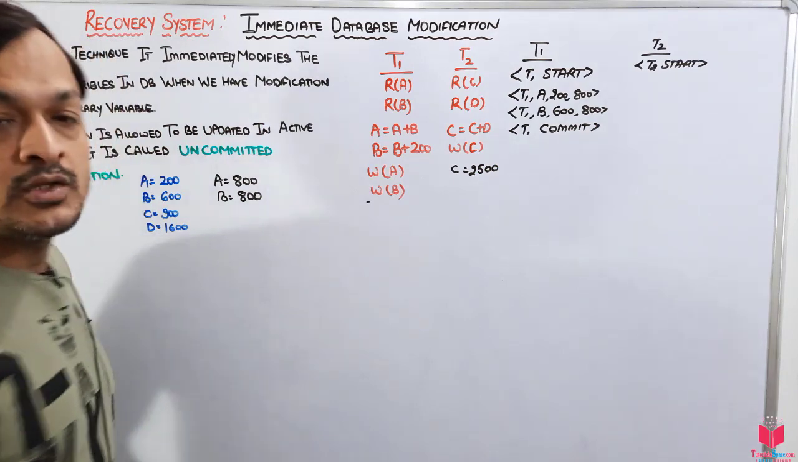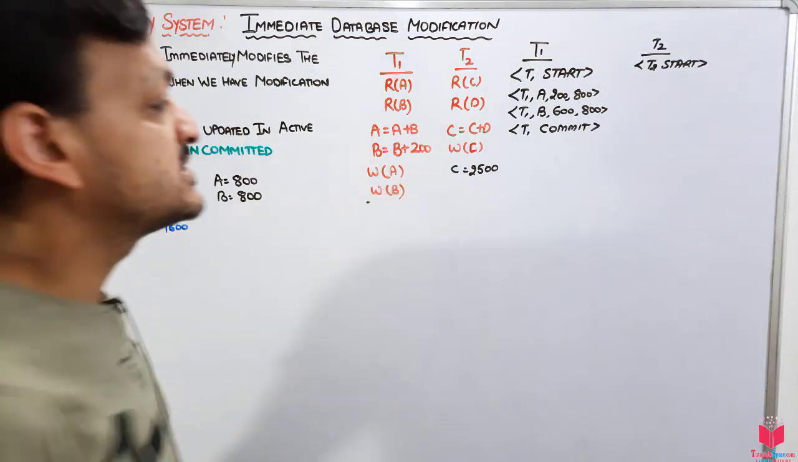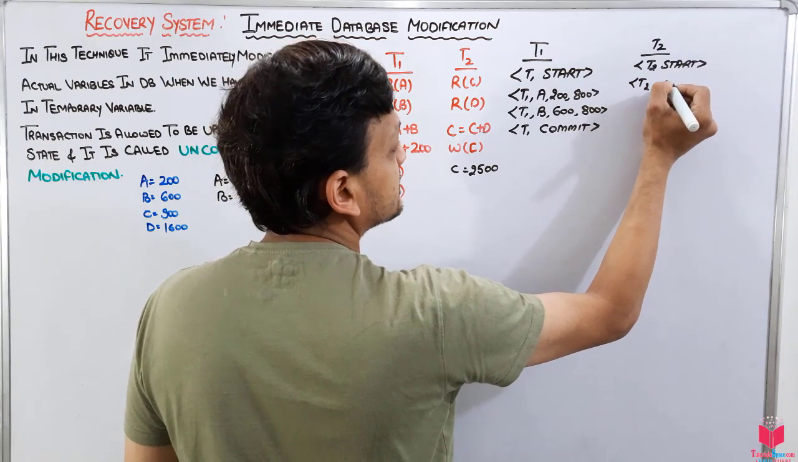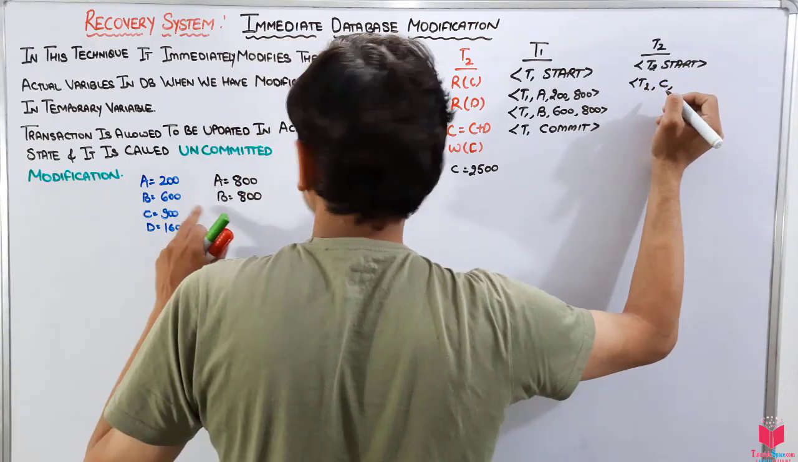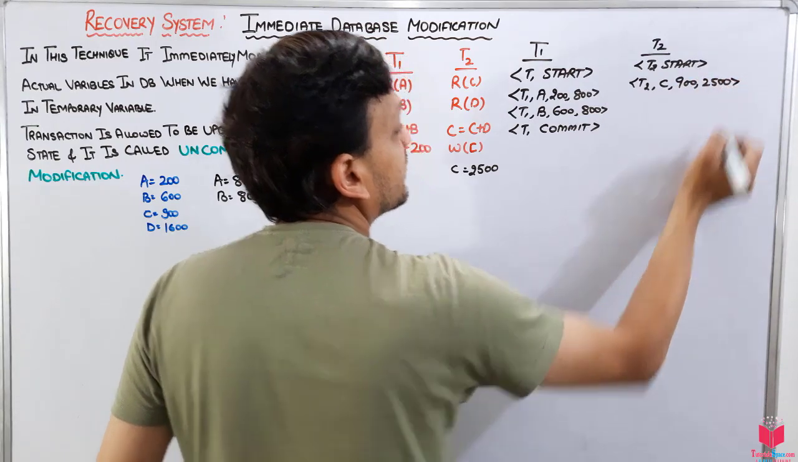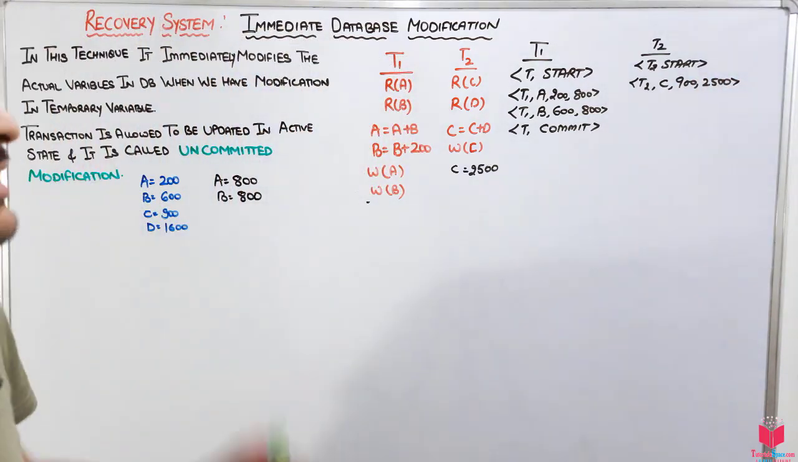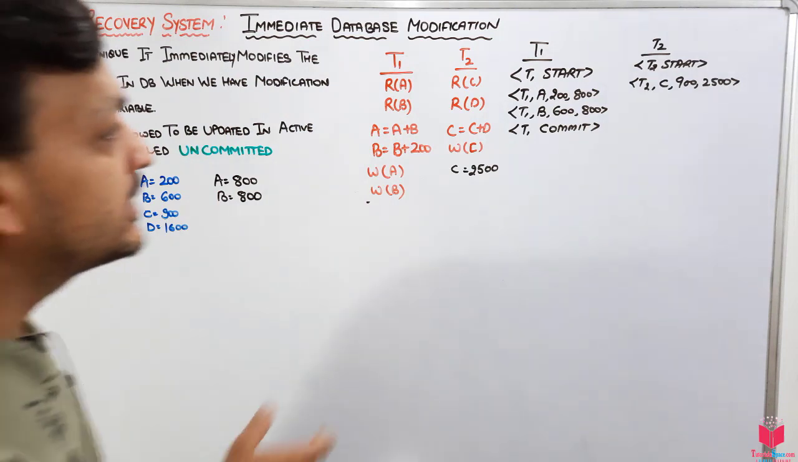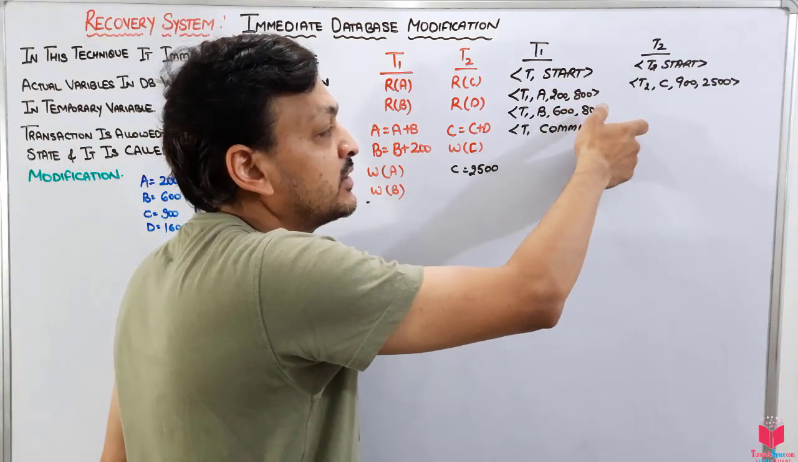Okay guys, now after that there is a write operation on C, that means the value will be updated. T2 is accessing the C variable, its initial value is 900 and updated value is 2500. Remember, in the deferred database modification, we do not have the old value entry, we just keep the new updated value. But in this, we have both entries of old value and new values.